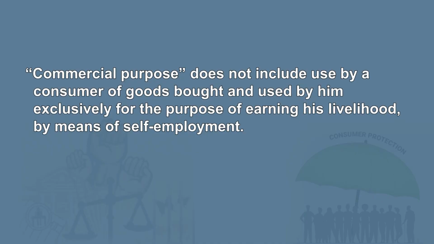The explanation added subsequently to the definition made it amply clear that commercial purpose does not include use by a consumer of goods bought and used by him exclusively for the purpose of earning his livelihood by means of self-employment. This explanation appears to have been inserted with a view to safeguard the interest of small consumers buying goods for self-employment to earn their livelihood. In a way, the explanation provides an exception to an exception.